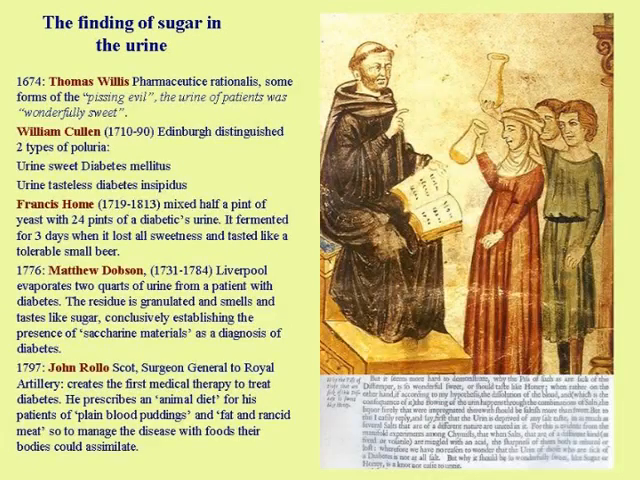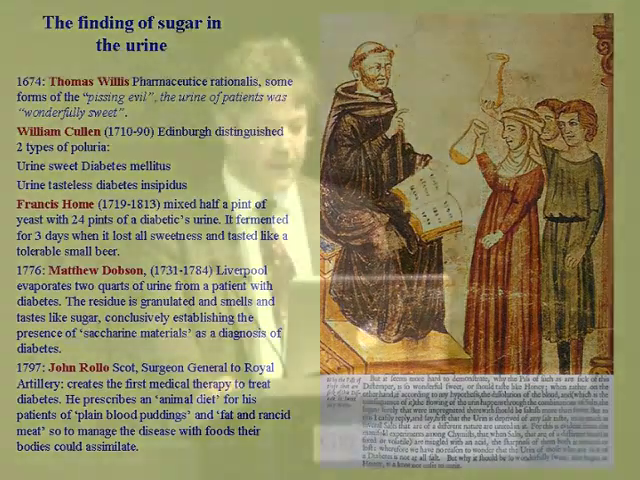Matthew Dobson evaporates 2 quarts of urine from a patient, and the residue is granulated and smells and tastes like sugar. And this conclusively establishes the presence of a saccharine material and diagnosis of diabetes. John Rollo, who's the Scots Surgeon General to the Royal Artillery, creates the first medical therapy to treat diabetes. He describes an animal diet which eliminates sugar. So you have plain blood puddings, fat and rancid meat, and you manage the disease with foods, and then you know, you can get a cure of the disease.